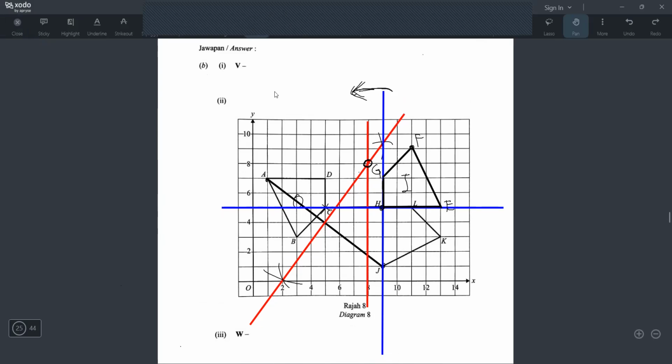So what do you think is this? Is this a translation, reflection, rotation, or enlargement? Definitely not enlargement because same size. Translation also no because the whole thing terbalik already. The 90 degree is originally here, atas sini, now it becomes down here already. So it's not translation. So it's either reflect or rotate.